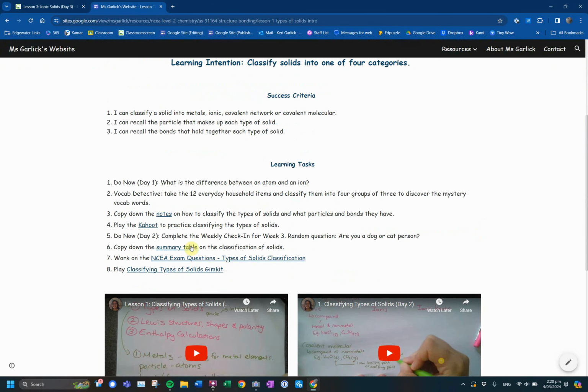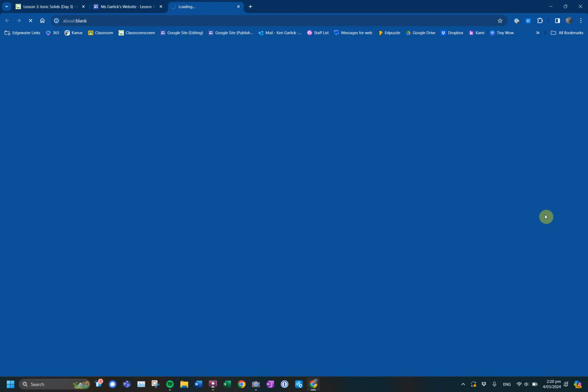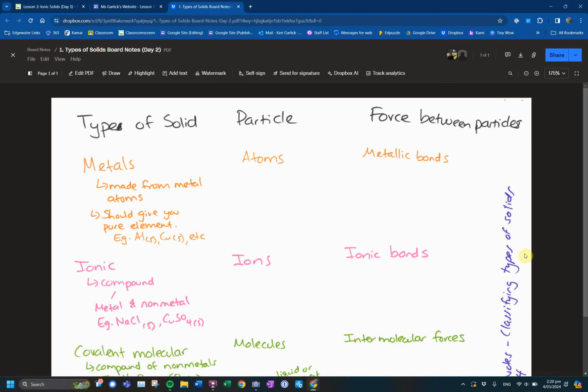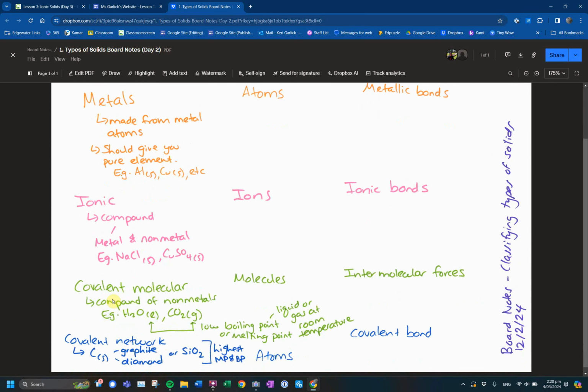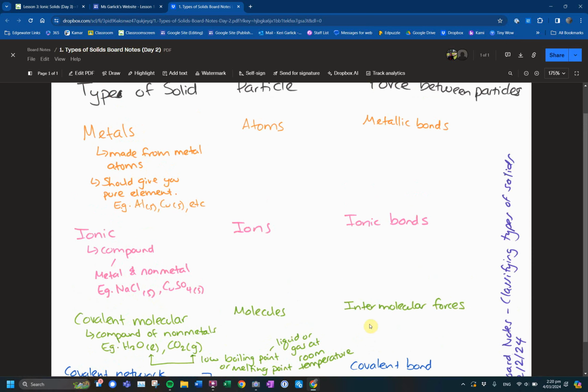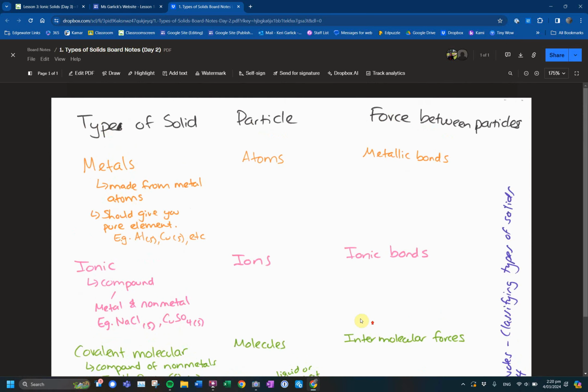And what I want to show you is this summary table. If you remember, the four different types of solids were the metallic solids, the ionic, the covalent molecular, and the last one was covalent network. We've talked about different ways of how we identify each one. We have done the metals in detail now, and you have some specific notes on metals, and we talked about some of their properties.